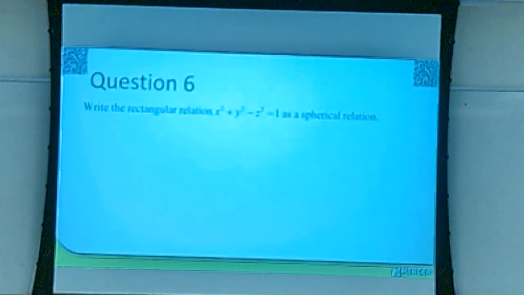Rectangular to spherical. Oh, bummer. If that was plus z squared, this would be really easy. No, but it's not.